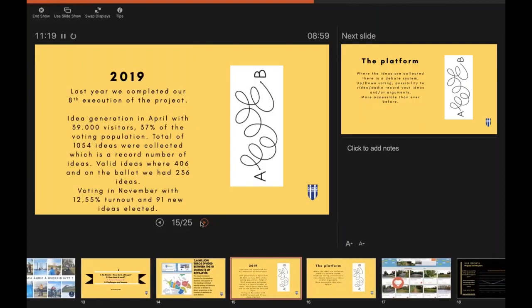In 2019, we completed our 8th execution of the project. Idea generation in April had 39,000 visitors, 37% of the voting population, and in total we had 1,054 ideas, which is a record number of ideas. Valid ideas were 406, and on the ballot we had 236 ideas. Voting was last November with 12.55% turnout and 91 new ideas elected.